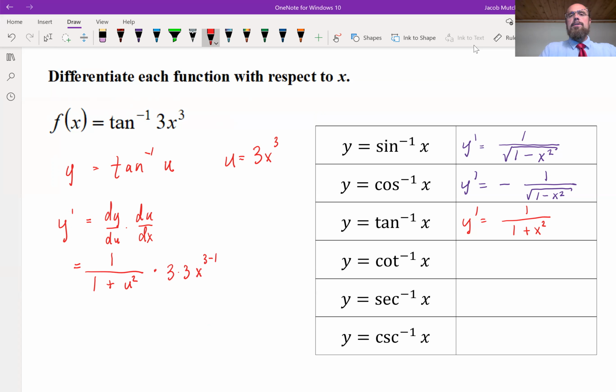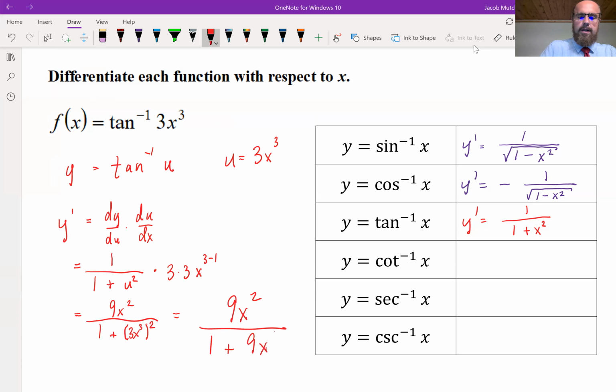So then again, I need to apply the same two changes as I finalize this. I need to simplify that derivative of u with respect to x and multiply times 1. So that'll be 9x squared in the numerator over 1 plus, and then I need to substitute back in my u function. Again, that's 3x cubed squared, and that'll give me this derivative, 9x squared over 1 plus 9x to the power of 6.